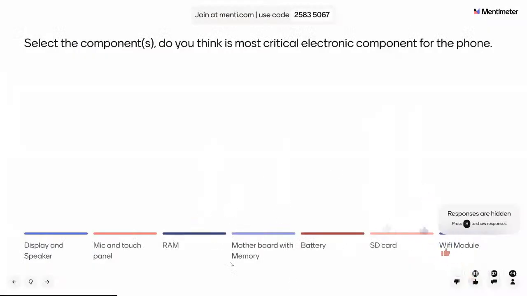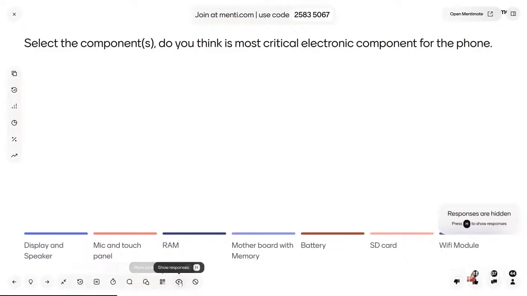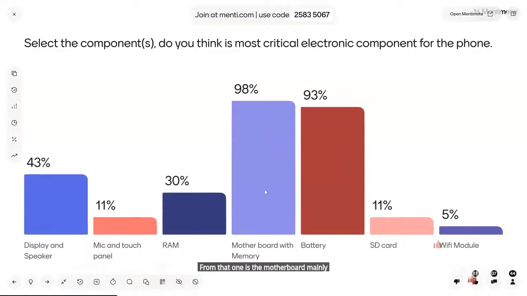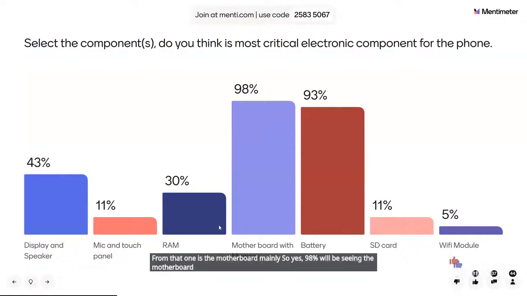Okay, so the important component from that one is mainly the motherboard. So yes, 98% will say the motherboard. The rest will be the motherboard and the memory. Memory is also the RAM. RAM and ROM will be considered. Okay, battery is okay. That is an important component.